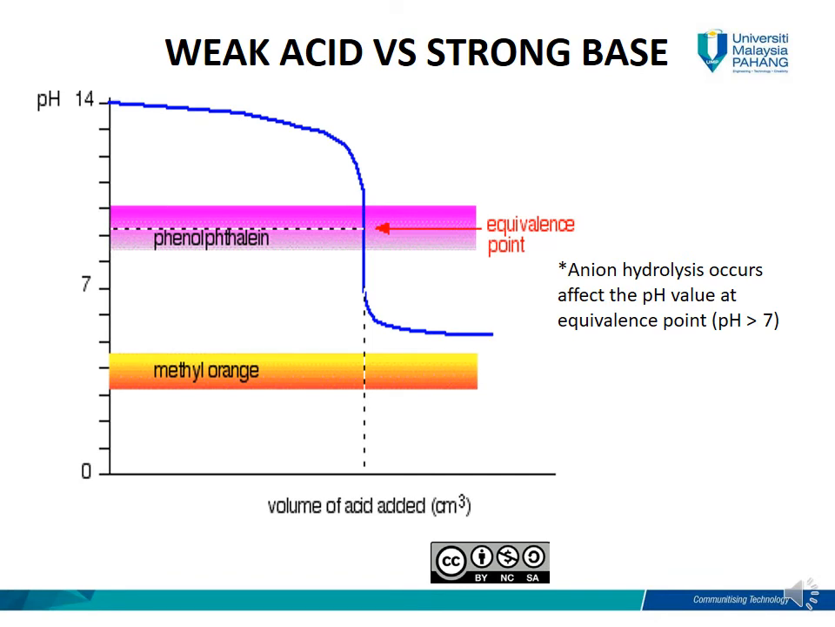Okay, what about weak acid reacting with a strong base? Here you can see that the equivalence point will be much higher than 7. This is due to the strong base being dominant in the mixture. So that's why it gives you an equivalence point larger than 7.